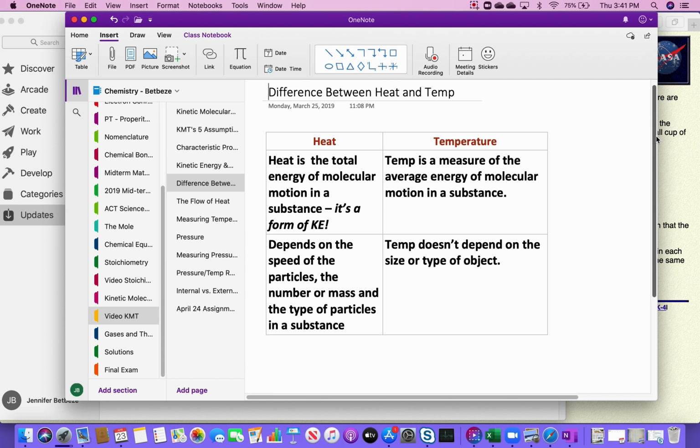Temperature, on the other hand, is about the average of the energy, and the temperature doesn't depend upon the size or type of object. Temperature is a measurement, and you are measuring the amount of energy, or the average amount of energy, in this case heat, that a substance has. Heat is not a measurement. Temperature is how we measure heat.